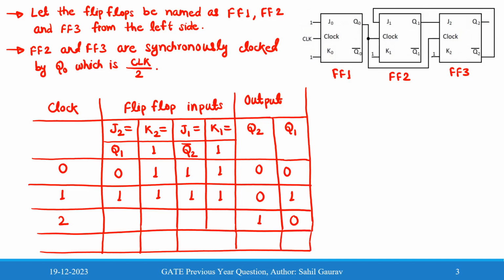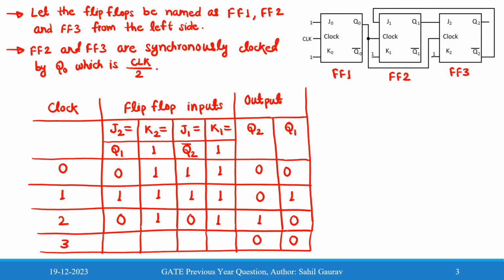Now we will update the flip-flop inputs. So the flip-flop inputs will be J2 is equal to Q1, it is 0, K2 is always 1, J1 is equal to Q2 bar, that is 0, and K1 is always 1. Now when we give the third clock pulse, we can see that both the flip-flops have inputs 0 1. So 0 1, what does it denote? If J is 0 and K is 1, that denotes the reset condition. So you will get both the flip-flop outputs as 0 0.